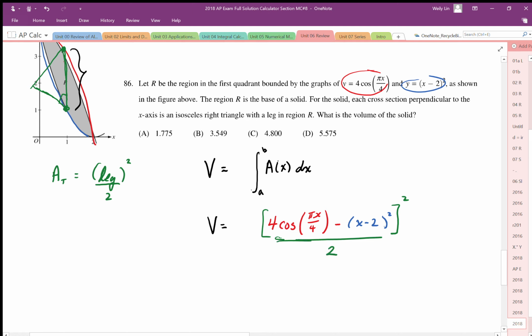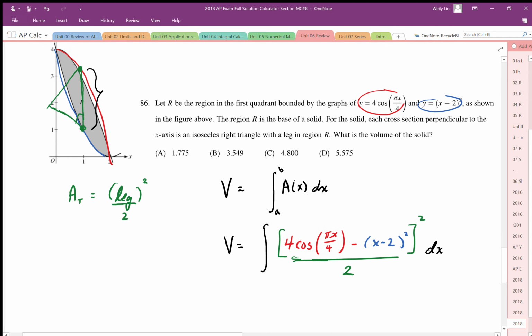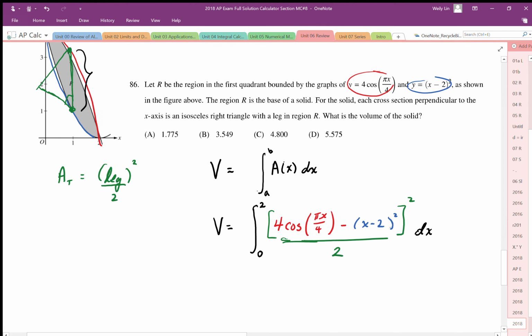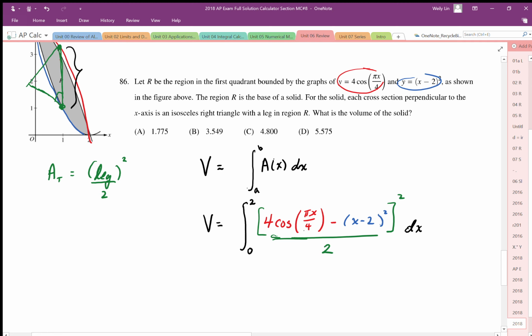I now have the cross-sectional area, so I'm going to give it some thickness, dx, and I'm going to integrate those pieces, and it looks like here from 0 to 2. My bounds are going to be x equals 0 to x equals 2. So there is my integral that I need to calculate the solid. At this point, we're not going to anti-differentiate this, and we're not going to expand this and anti-differentiate it. That would be unnecessary.